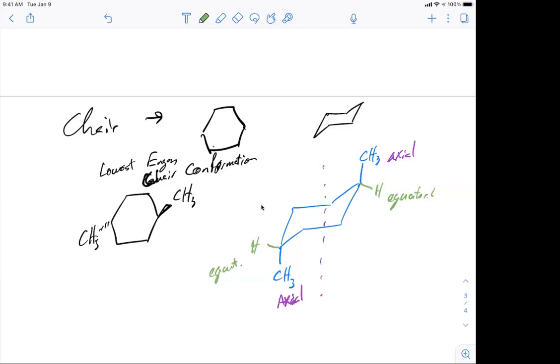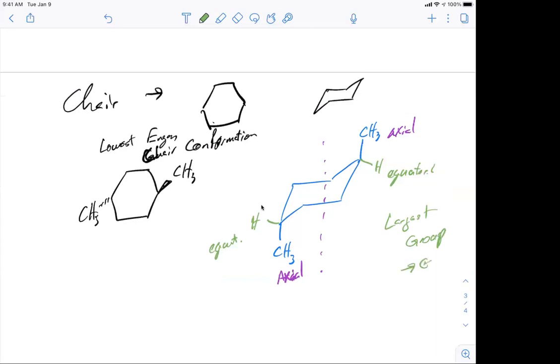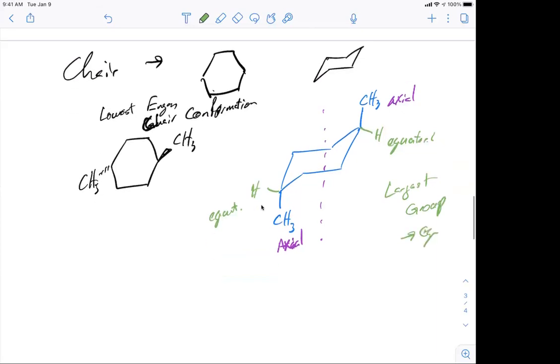So what I want is the largest groups, and think largest group spatially, in the equatorial. So therefore, this is not the correct structure. If I had drawn this on my note paper, I should know that that's not the most stable. So what I want to do is flip this, and this is called a chair flip.